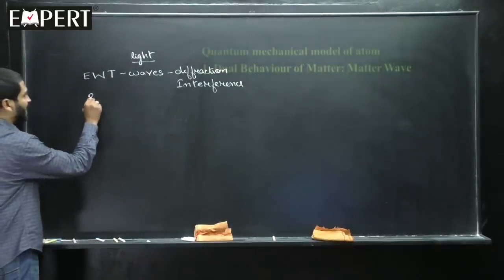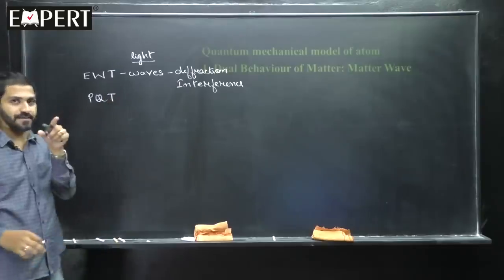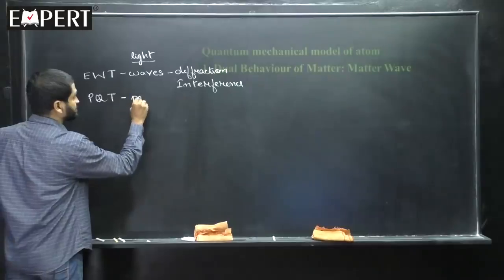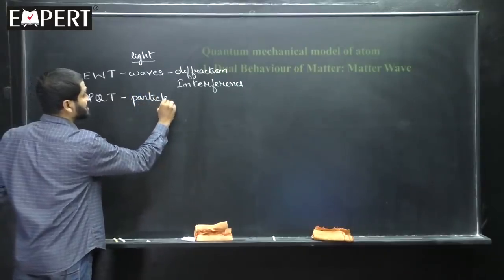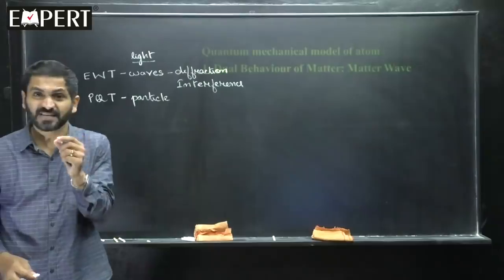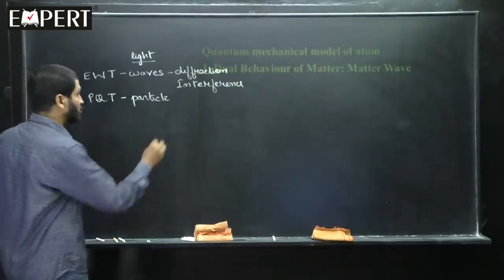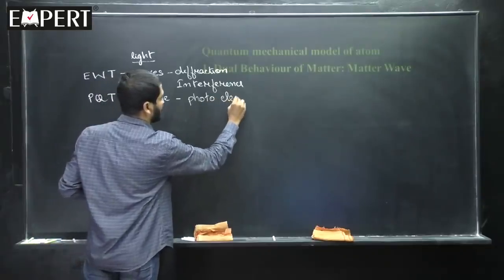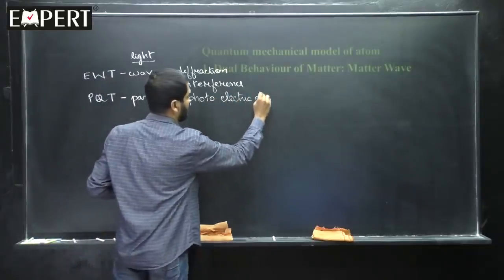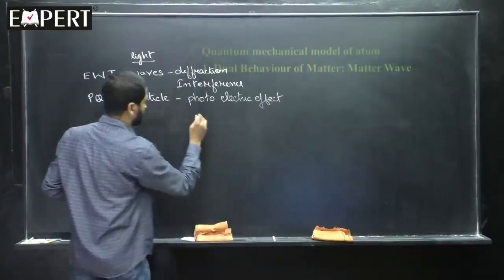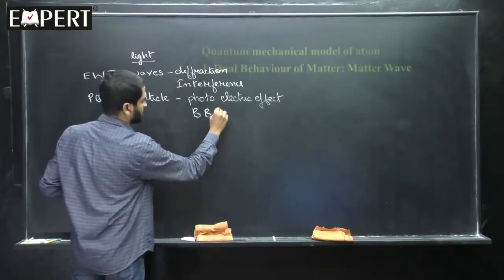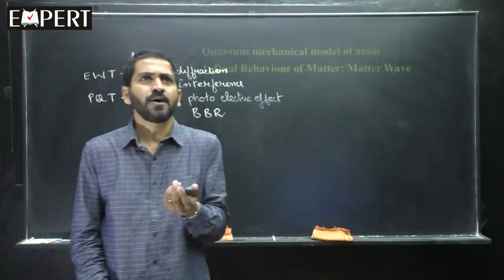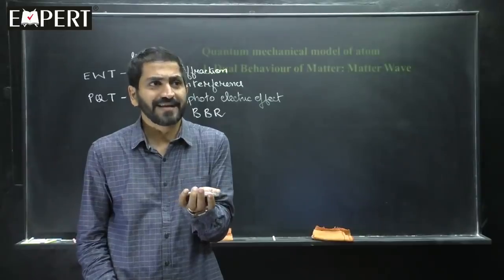Also, according to Planck's quantum theory, PQT, light behaves as a particle. It means it has a mass. We know that mass is not that, but still it behaves as a particle, and that was explained by the photoelectric effect. I will explain it. And also black body radiation, BBR. Now imagine the photoelectric effect, how Planck's quantum theory can be used to explain that light has mass.